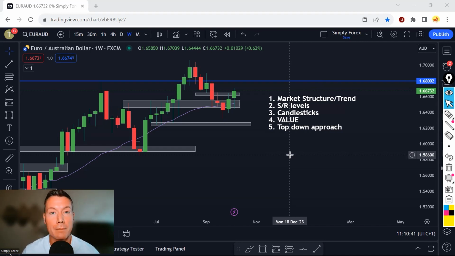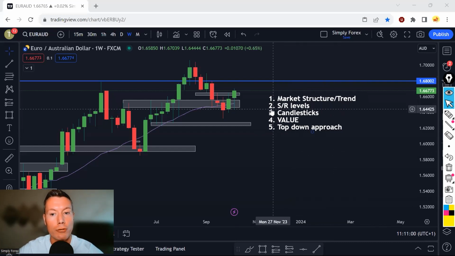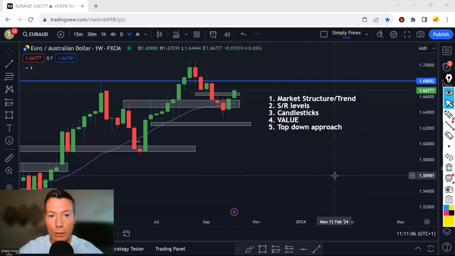It's the same as a business decision, guys. Imagine you're going to make a business decision. You would get as much information as possible so you could make the best decision possible. It's exactly the same with trading. So we're going to do this top-down approach, looking at market structure, trends, support and resistance, candlesticks, and this concept of value. So let's start with Euro Aussie dollar, guys.